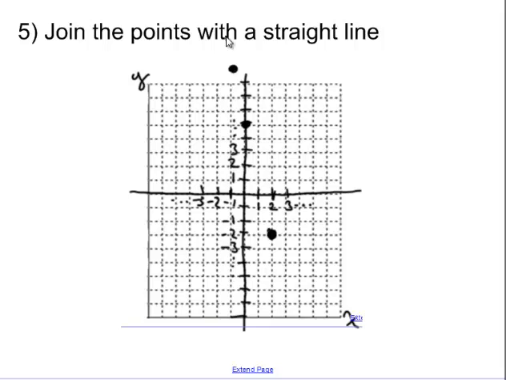So I'm going to connect them with as straight of a line as I can. It's not very straight. Anyways, that would be how you finish off the question. Once you've joined the points with a straight line, you have yourself a linear relation on a graph.